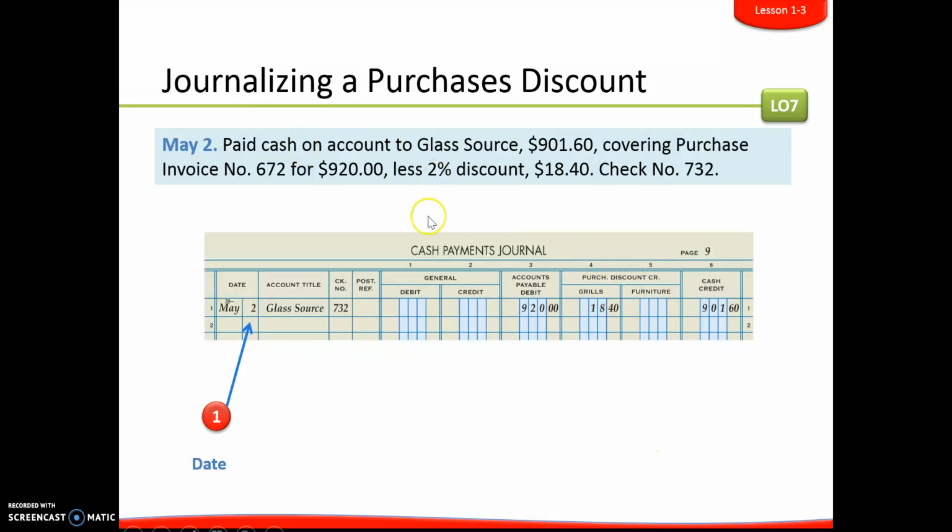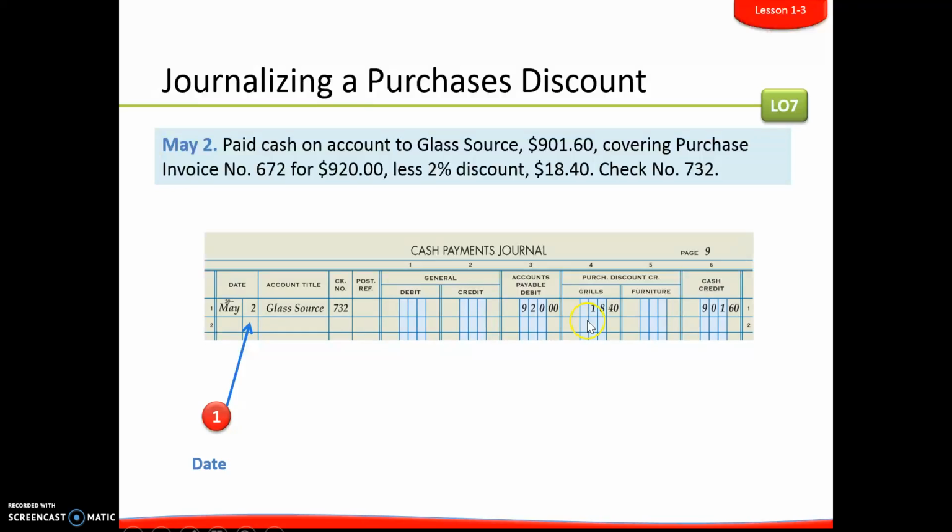So our transaction sample that they gave us is on May 2nd. We paid cash on account to Glass Source for $901.60, covering purchase invoice number 672 for $920, less a 2% cash discount of $18.40, check number 732. So we put our date. Our account title is, of course, for the person that we owe cash on account to, which is Glass Source, check number 732. So the amount that we actually paid was $901.60.